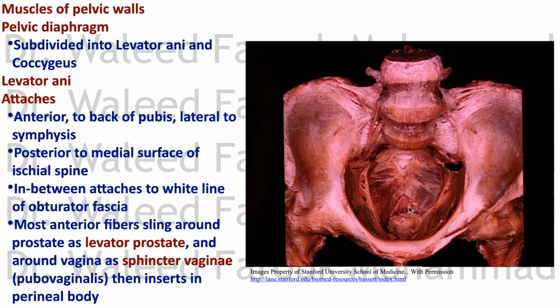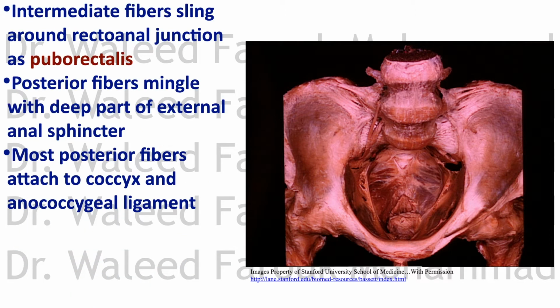The anterior fibers sling around the prostate to form the levator prostatae muscle in the males and the sphincter vaginae muscle in the female. This is formed by the anterior part of the levator ani muscle. Now, the intermediate fibers sling around the rectoanal junction, pulling it forwards at an angle. This is called the puborectalis. It's very important in continence, in control of defecation.